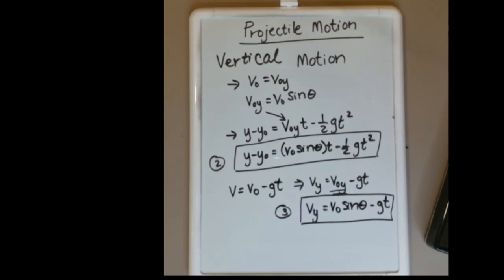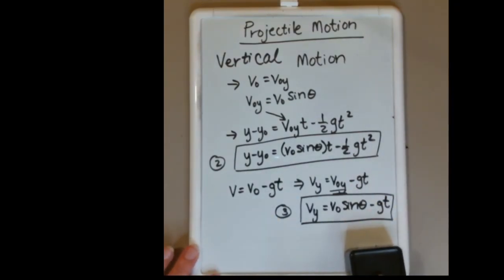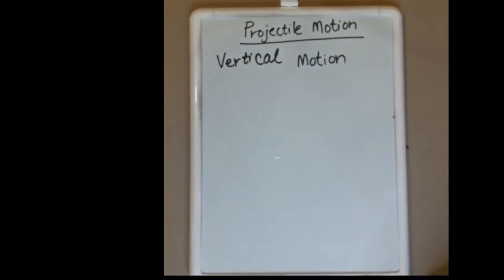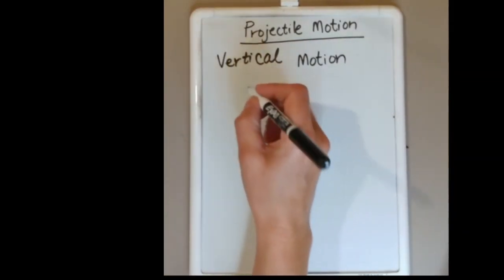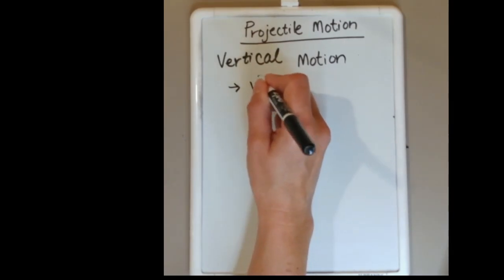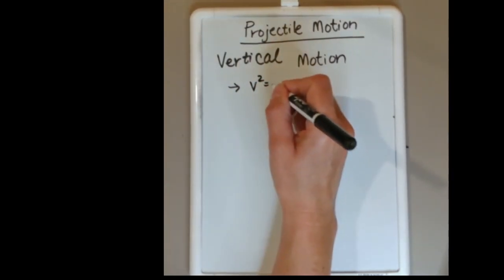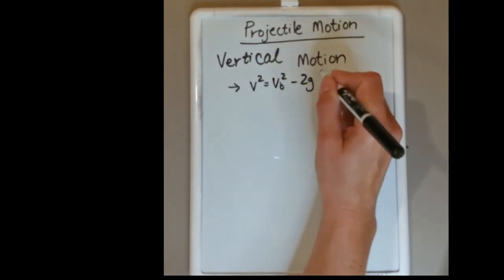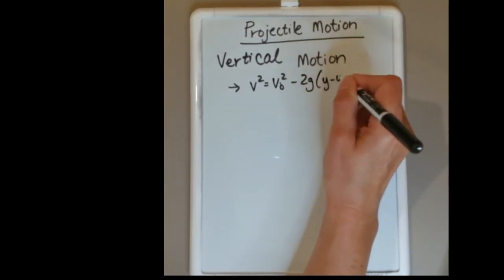Alright, so we're going to do one more equation to get our final set. And I'm going to have to erase all of this, guys, sorry. Hopefully, if you're actually following along, you got that down. So recall from a previous discussion in one dimension that we have v squared is equal to v naught squared minus 2g times y minus y naught.